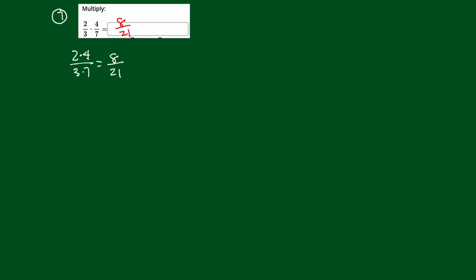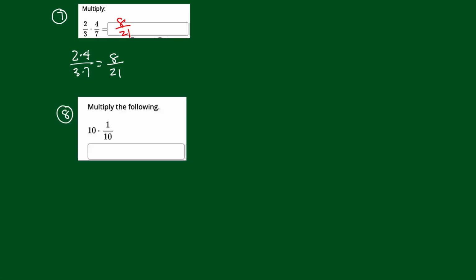8 over 21. In problem 8, we're going to multiply these two numbers, 10 and 1/10. Now I'm going to see that 10 like this. 10 I can really write as 10 over 1. Do you agree? 10 is 10 over 1. So when I'm multiplying and dealing with fractions, I like everything to be fractions. So I'm going to rewrite this problem now as 10 over 1 times 1 over 10.